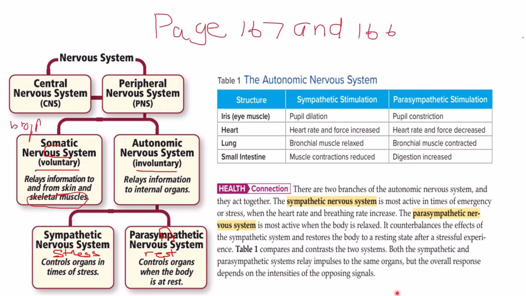So these are some of the examples: pupil dilation and pupil constriction of the eye during sympathetic stimulation. The heart during a stressful situation, the heart rate and force will be increased, whereas they are decreased in the parasympathetic nervous system. It is the same for other organs as well. So you need to know which one is responsible during the stress situation and which at rest.